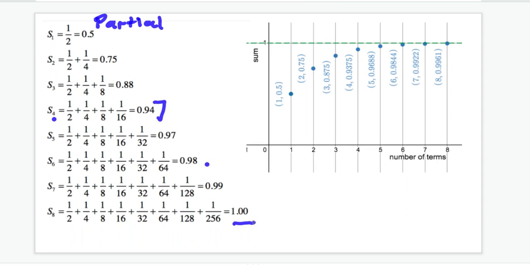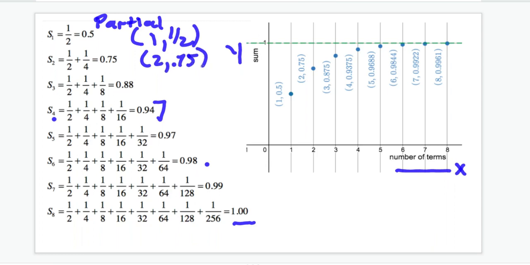So now what you can do is graph the partial sums. If you take the number of terms on the x-axis and the actual sum on the y-axis, then you can graph them. So we're plotting the points (1, 1/2), (2, 0.75), and so on. You can see the values on the graph here, highlighted in yellow. So we get this point, this point, this point, this point, and we can see that it approaches the line y equals 1.